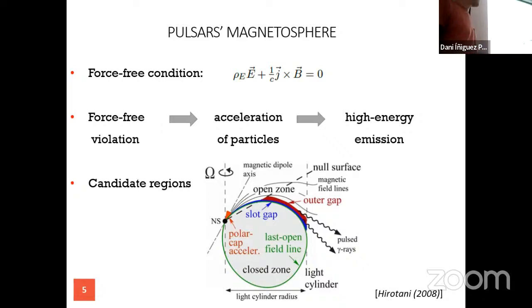Historically, the main three candidates have been the outer gap model, in which it's considered that the acceleration region is located between the last open field line and the first open field line, and has an extent of about 1 light cylinder. Another model proposed is the slot gap model, in which this acceleration will be located in the separatrix of the magnetosphere. And finally, the polar cap model, in which the particles will be accelerated in the magnetic pole of the neutron star.